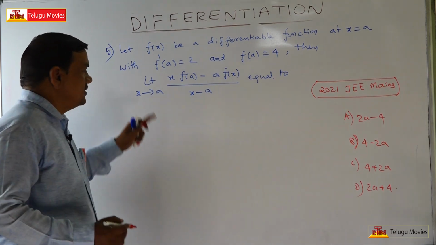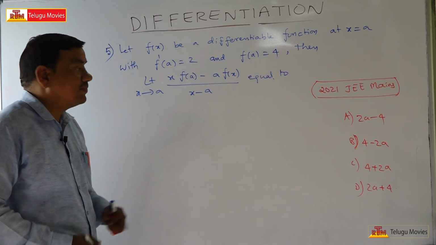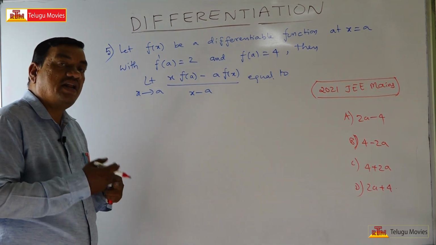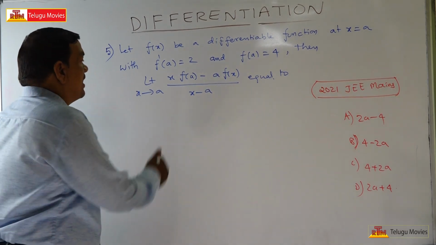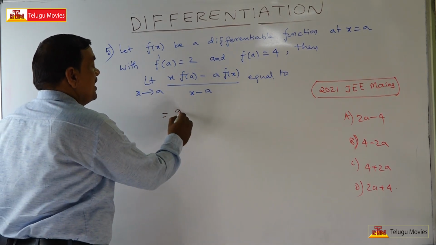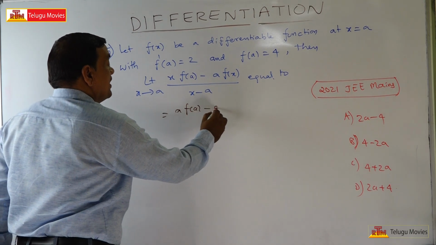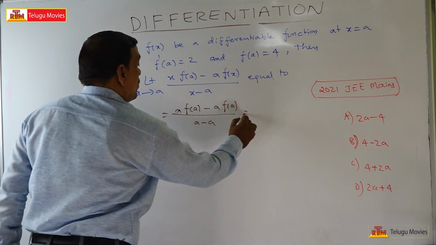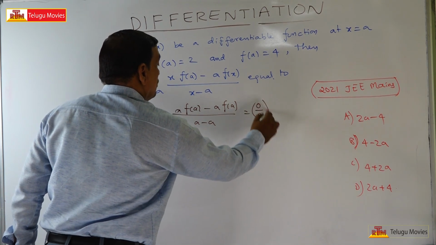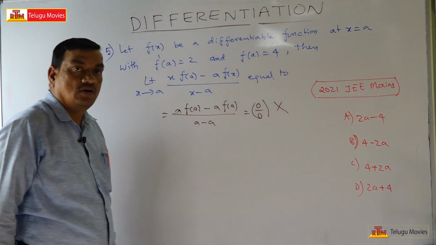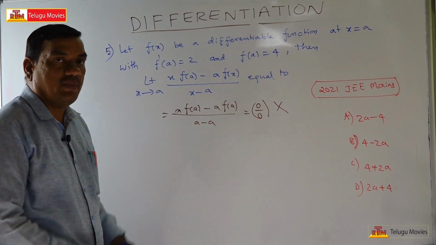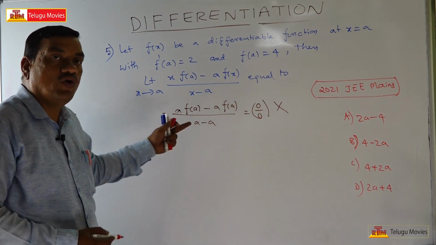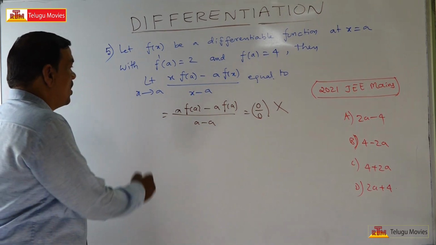Right, as usual, generally how we will proceed? x tends to a, wherever x is there, substitute a. What happens? So this is a into f of a minus a into f of a by a minus a. How much you get? 0 by 0, which is not the required answer, which is indeterminate form. Then what we will do? We will go for L'Hopital rule. What is that L'Hopital rule?